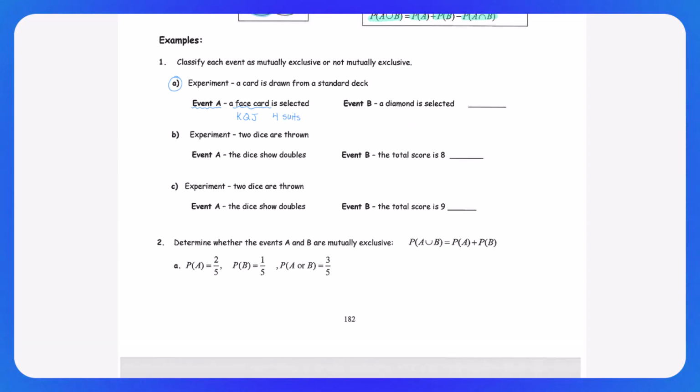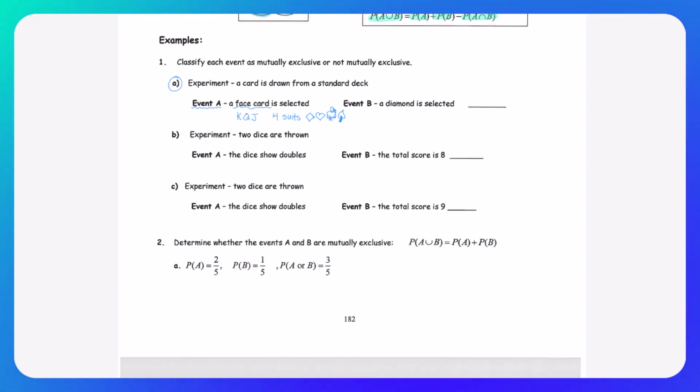And in that, we have the diamonds, we have the hearts, we have what else? Oh, we have the clubs. Excuse my club. That's what a club looks like. And then we also have the spades.